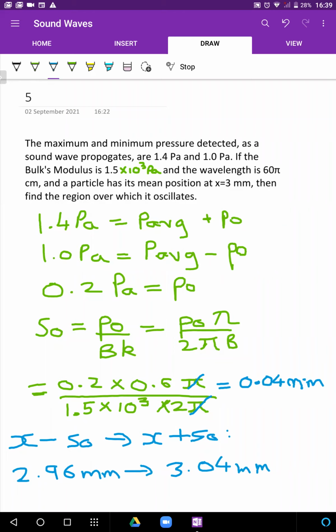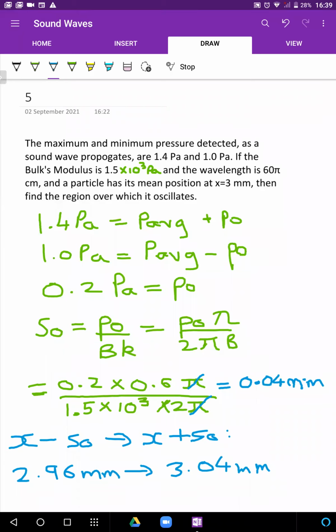I hope you guys understood this. Anyone has a doubt in this? Understood? Pressure is given, B is given, K is given, from there S naught will come. S naught means the particle oscillates about the mean position with that amplitude.